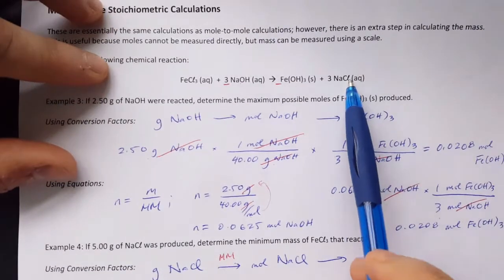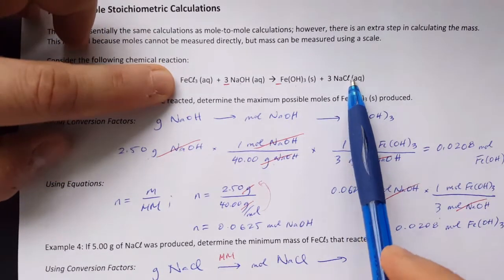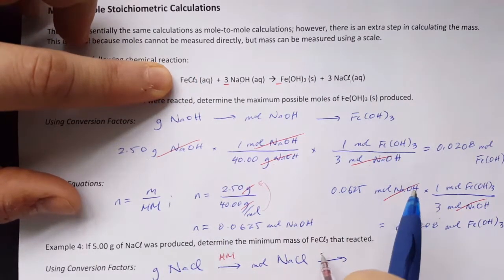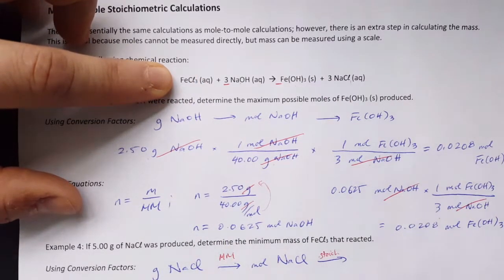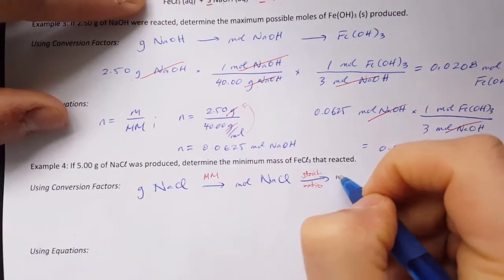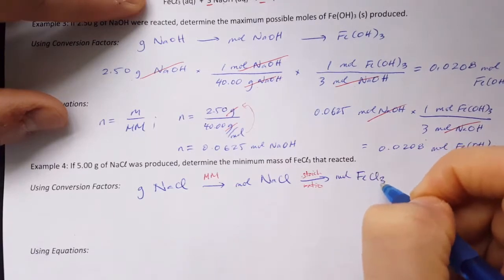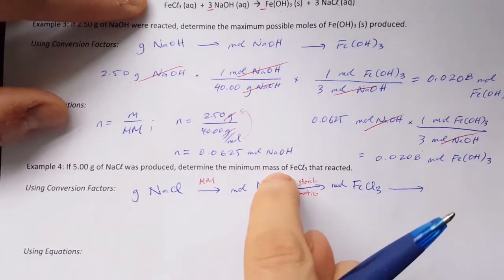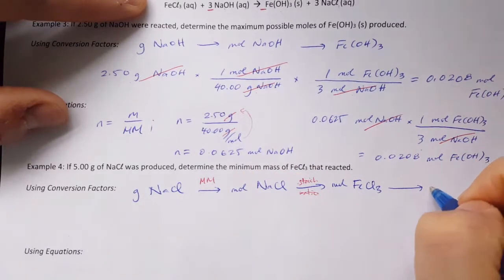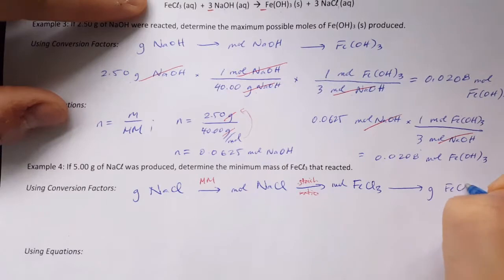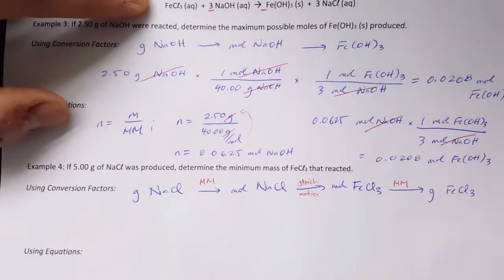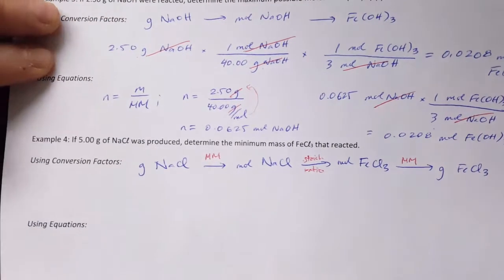And then once I have the moles of this, I can use stoichiometry to go from moles of this to moles of this. So I can just use the stoichiometric ratio to moles of iron 3 chloride. And then moles of iron 3 chloride, it's not what it asked. It asked the mass of iron 3 chloride, so I need to go to grams of iron 3 chloride. And when you go from moles to grams, again, that's using the conversion factor of molar mass. Okay, so let's set this up.